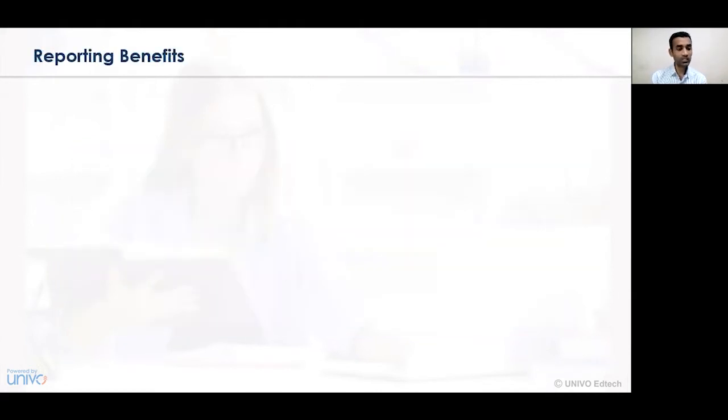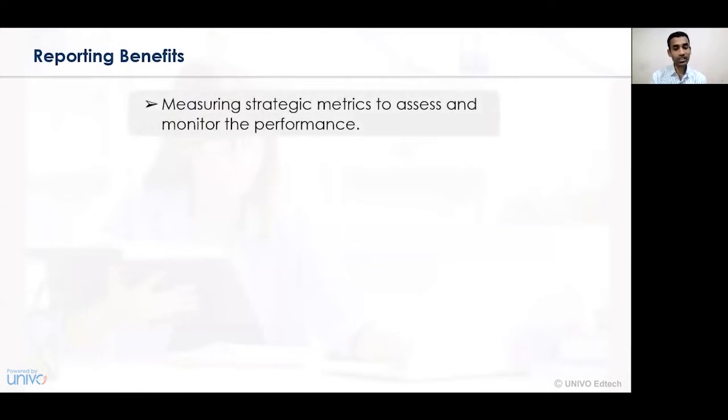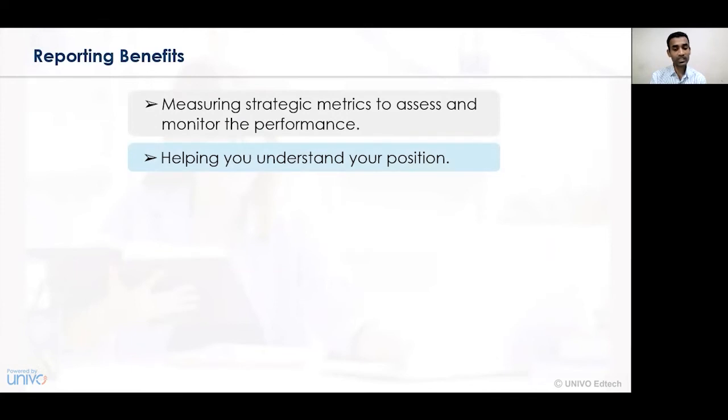Now let's understand the various reporting benefits of variance report preparation. The first benefit is measuring the strategic metrics to assess and monitor the performance. The report that the management information system prepares helps to assess and identify the various strategic metrics associated with monitoring performance. That is, whether the performance is positive or negative, or average, and whether there is an improvement over the activities of the previous period, helping you understand your position.